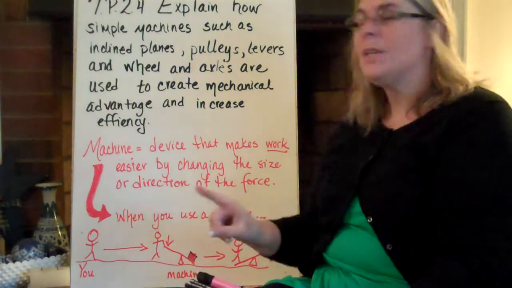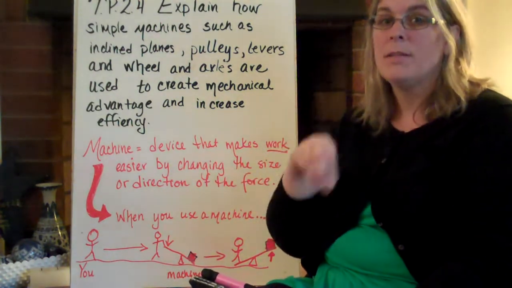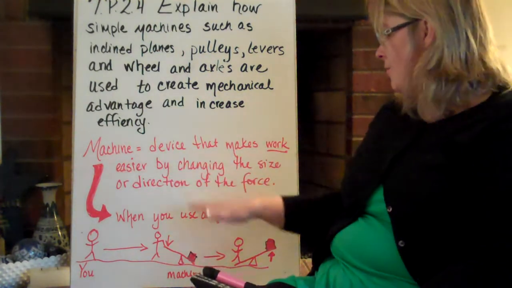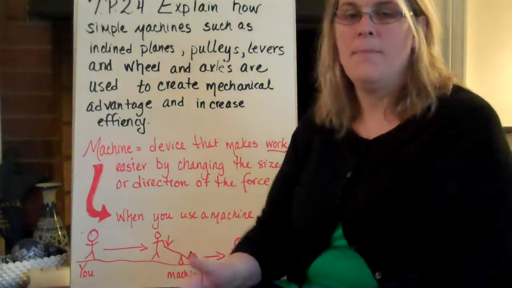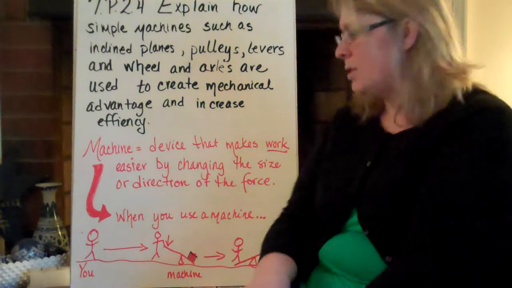Now, a machine is a device that makes work easier by changing the size or direction of the force. You remember work is a force that causes something to move. Okay? So it's the size or the direction. That means how hard you're going to work and which direction it's going in.